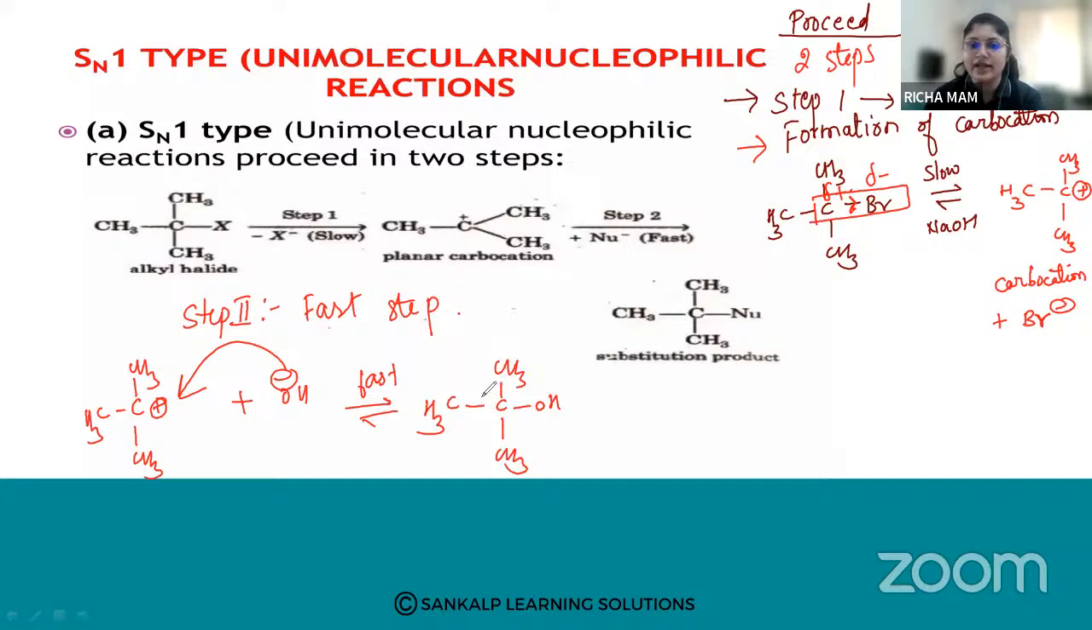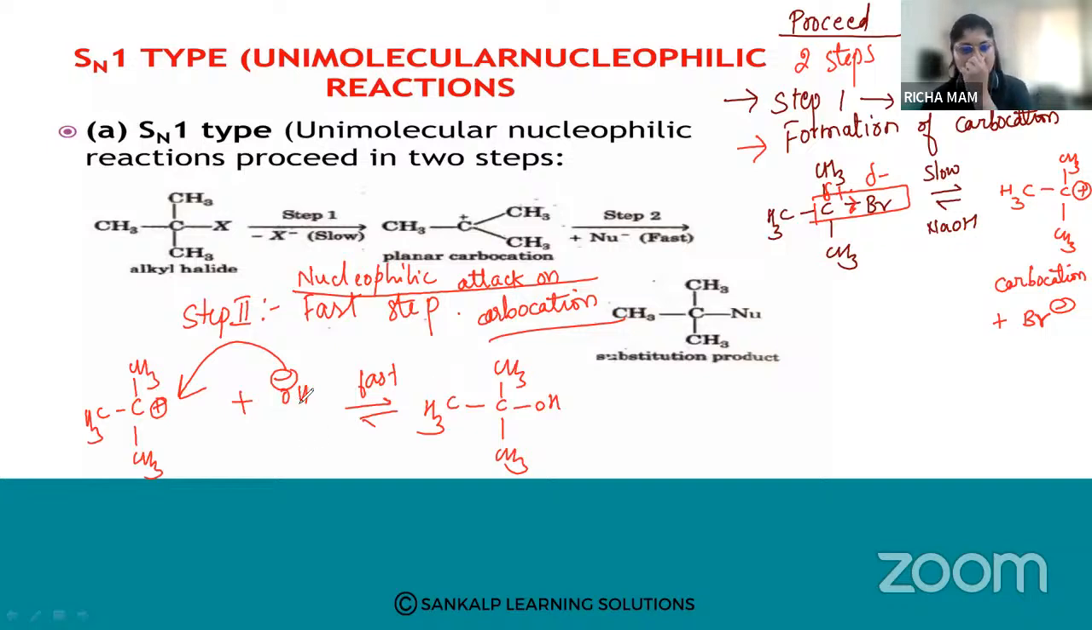So for the nucleophile attack, what you have to write is: fast step, and this is a nucleophilic attack on carbocation. Understood? So this is the second step. It is a fast step where the carbocation formed in the first step is attacked by the nucleophile, to form the substituted product, which is an alcohol. So first step.